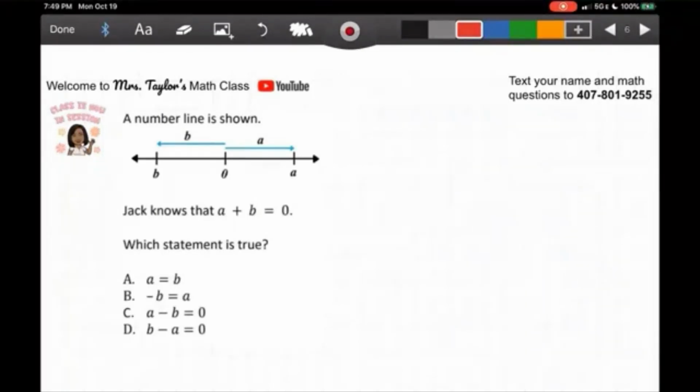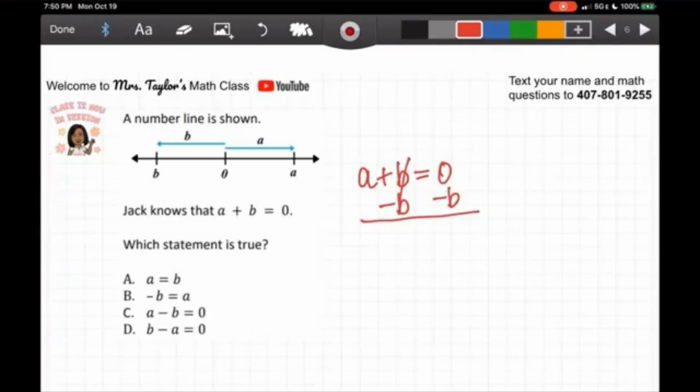Which statement is true? So, looking at these statements, you realize, I don't know what the heck I'm supposed to do with this. So, all they did was take this equation, A plus B is equal to 0. They subtracted B from both sides. That gets you a 0 pair, and so A is equal to negative B. And so you could write this as negative B is equal to A, and it's the same problem.